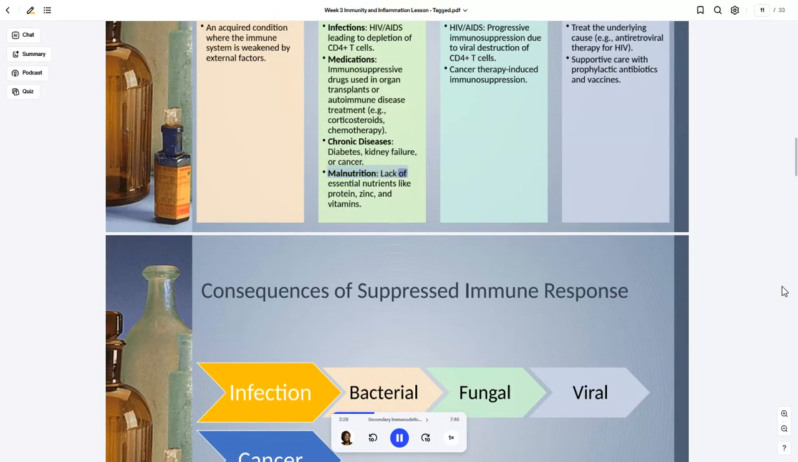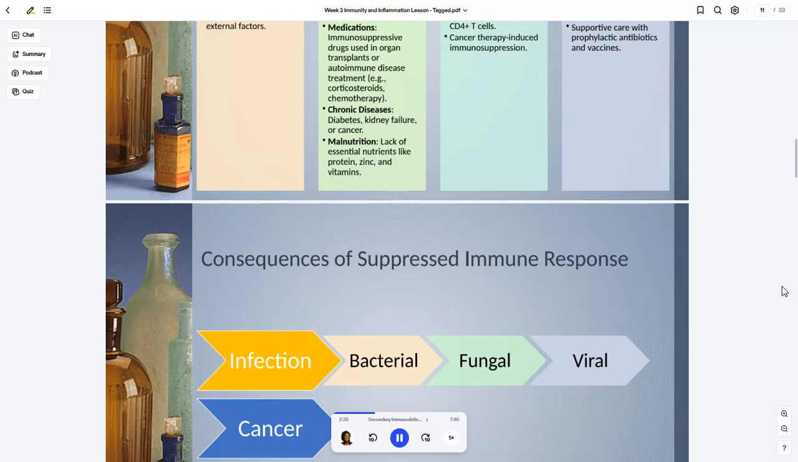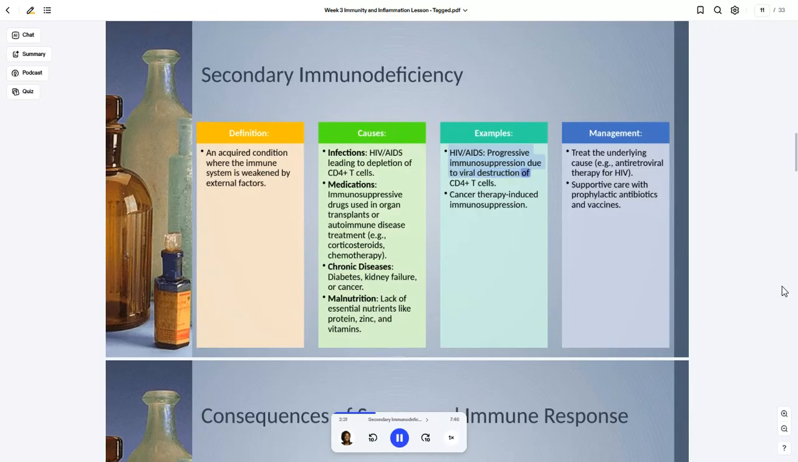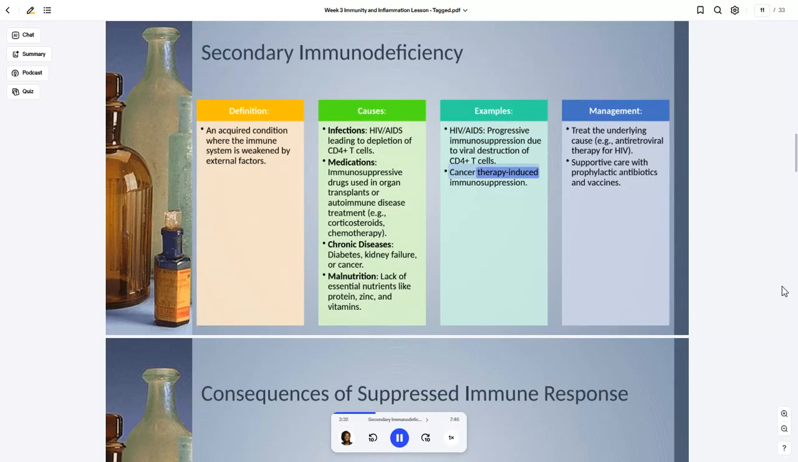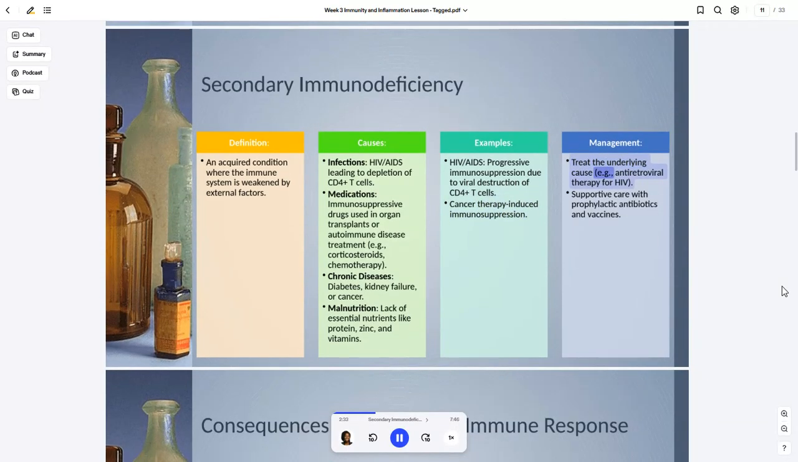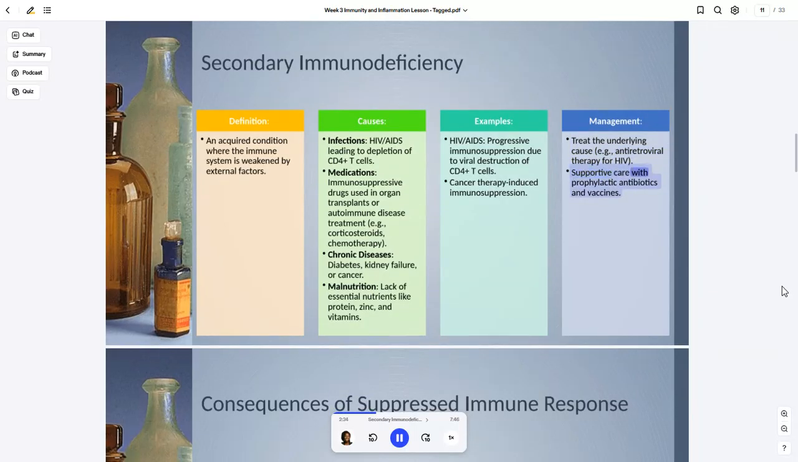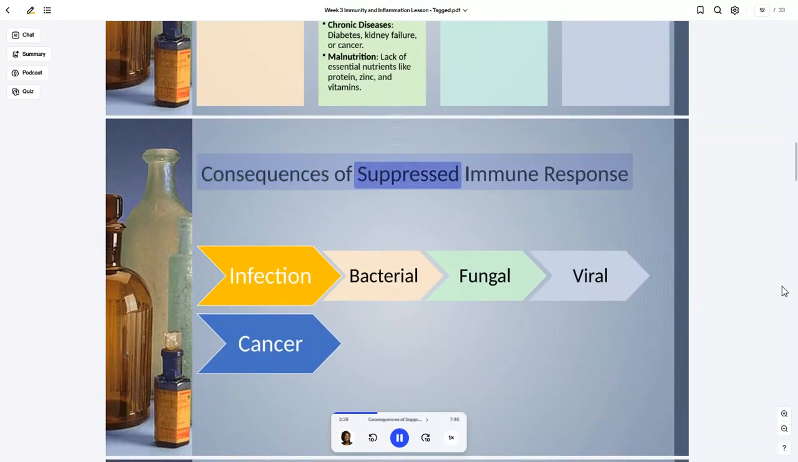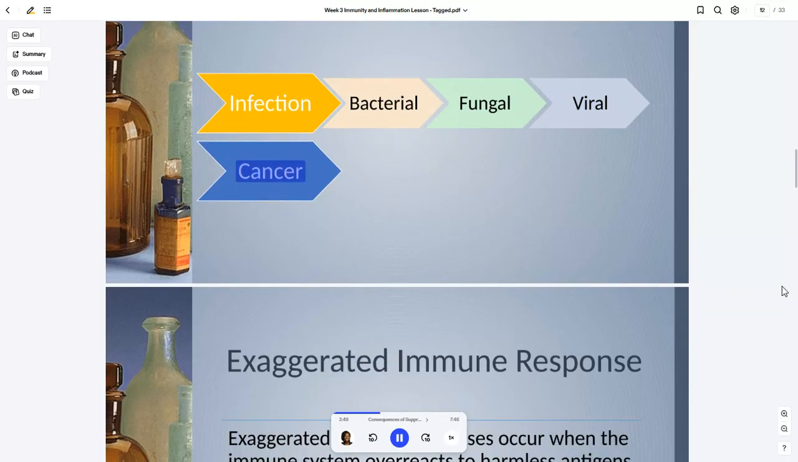Malnutrition, lack of essential nutrients like protein, zinc, and vitamins. HIV/AIDS, progressive immunosuppression due to viral destruction of CD4 plus T cells. Cancer therapy-induced immunosuppression. Management: treat the underlying cause, for example, antiretroviral therapy for HIV. Supportive care with prophylactic antibiotics and vaccines. Consequences of suppressed immune response: infection, bacterial, fungal, viral, cancer.